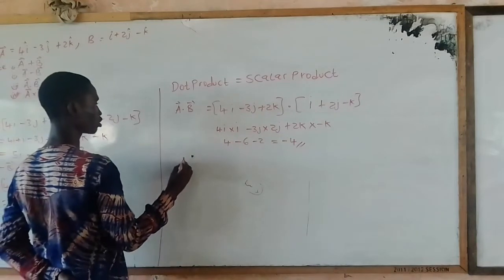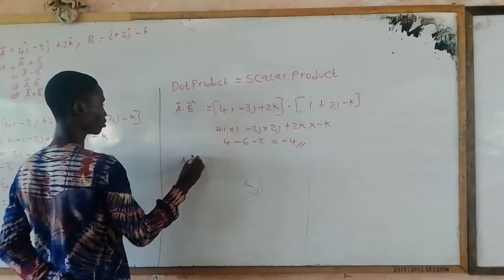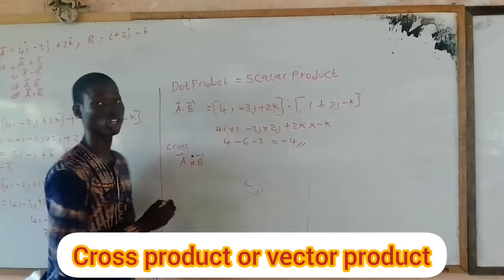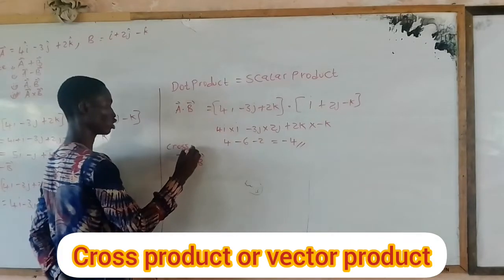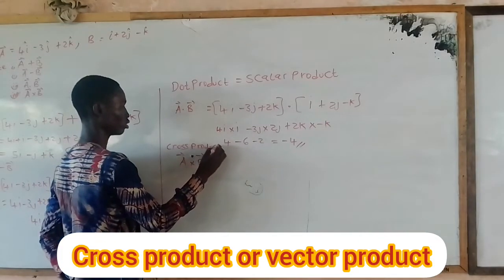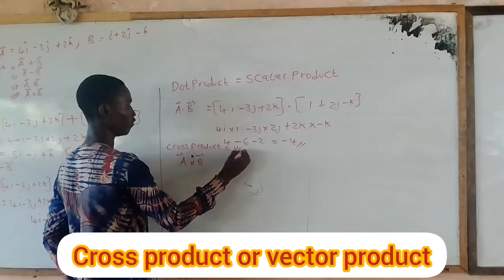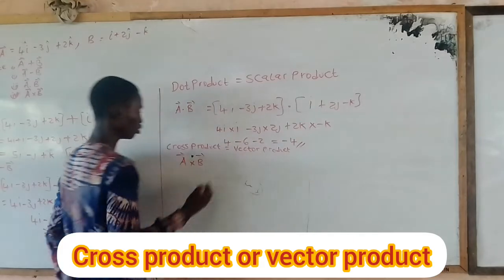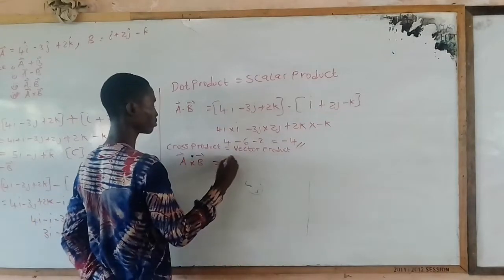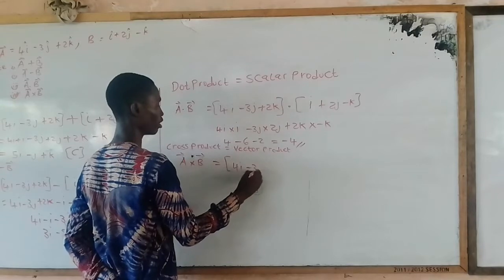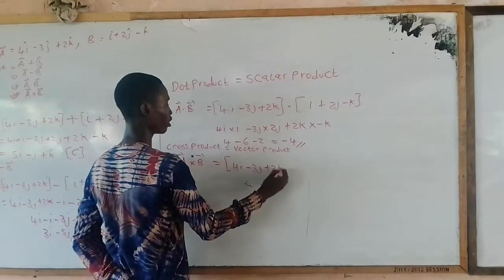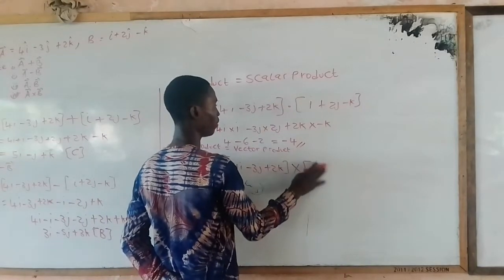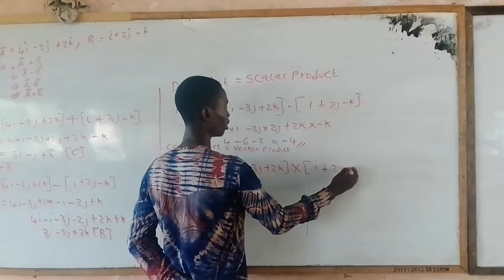What about for cross product? Cross product is also known as vector product. So cross product is also known as what? Vector product. So for here now, we still have the same thing here. 4i minus 3j plus 2k multiplied by i plus 2j minus k.